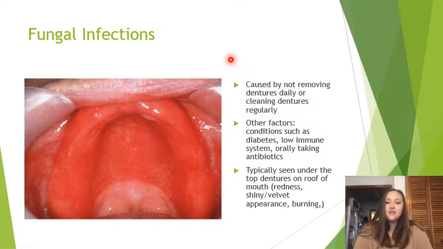Factors that can cause this, systemic or full body factors, not just the non-denture cleaning and non-removal, are diabetes, a low immune system, or orally taking antibiotics. These can increase your risk of developing a fungal infection.